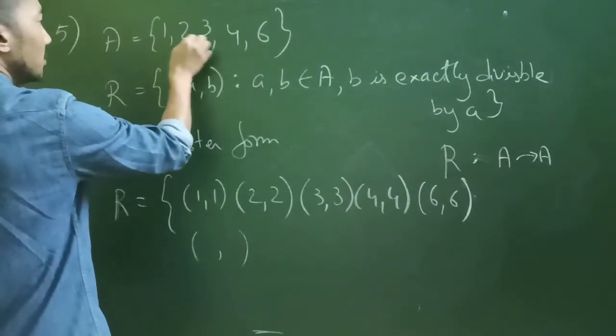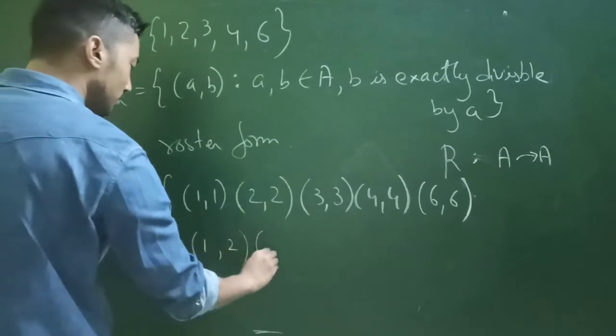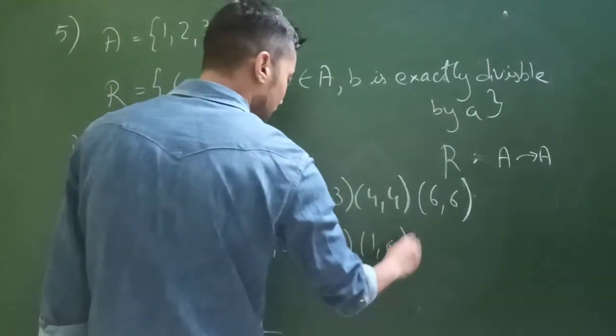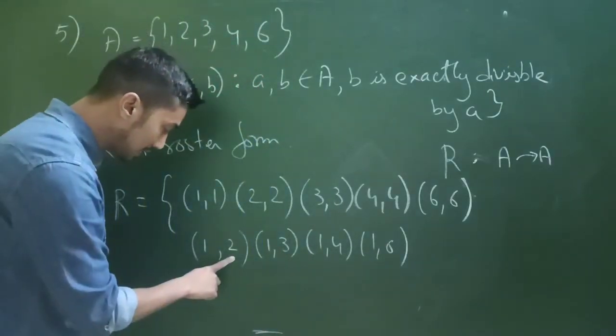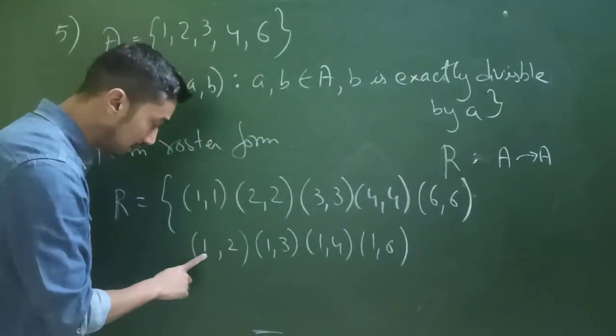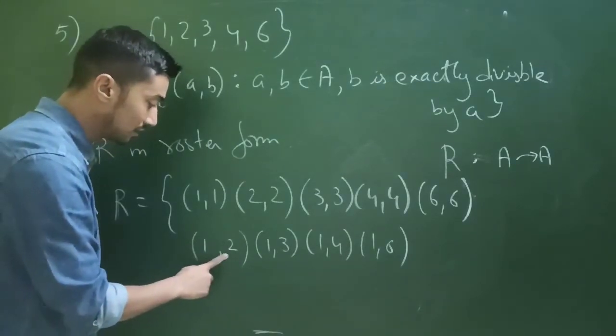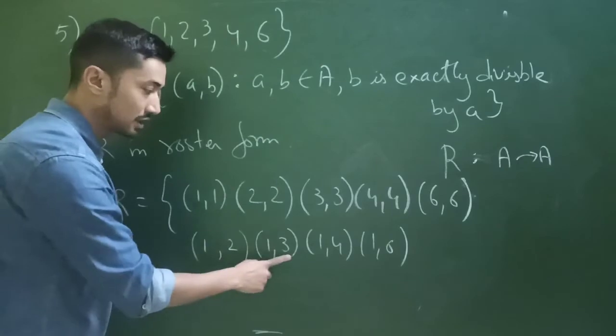1 divides 2, 1 divides 3, because 1 twos are 2, 1 threes are 3, 1 fours are 4, 1 sixes are 6. That's what it says: b is exactly divisible by a. That means a can divide b, just the other way around. So 1 can divide 2, 3, 4 and 6.